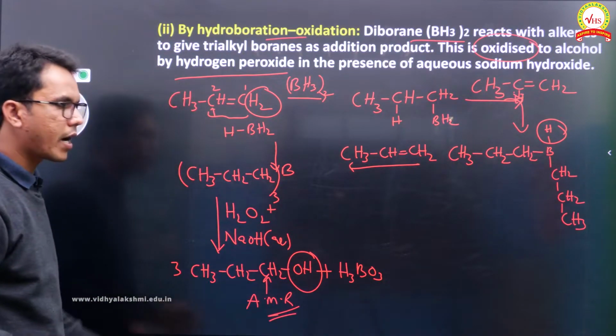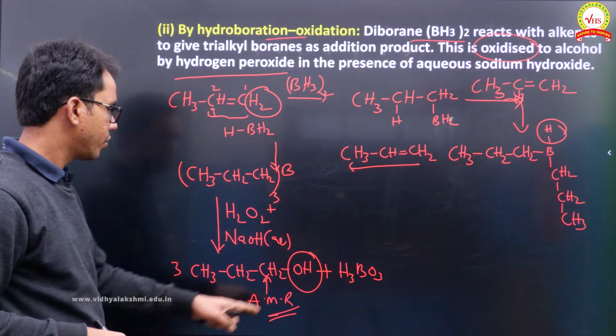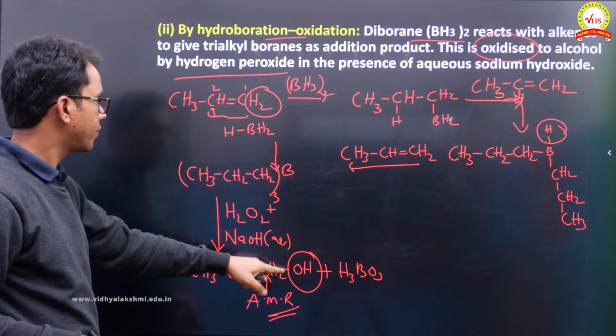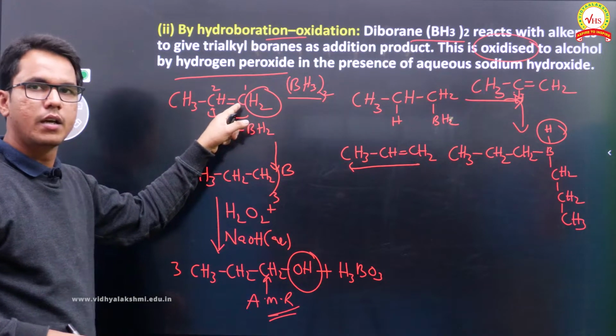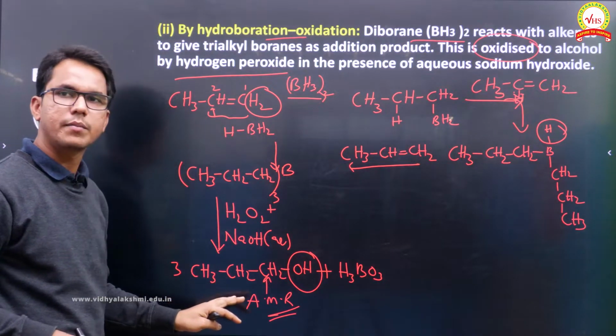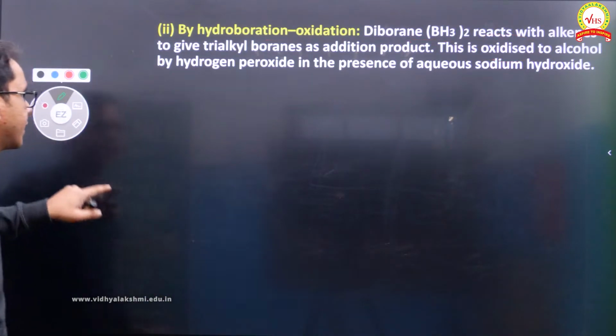According to the Markovnikov rule, as we have discussed, the negative part of the reagent goes to the carbon with fewer hydrogens. But here, the negative part of the reagent went to the carbon with more hydrogens. That is why this product is opposite to the Markovnikov product. We have to remember this in this case.